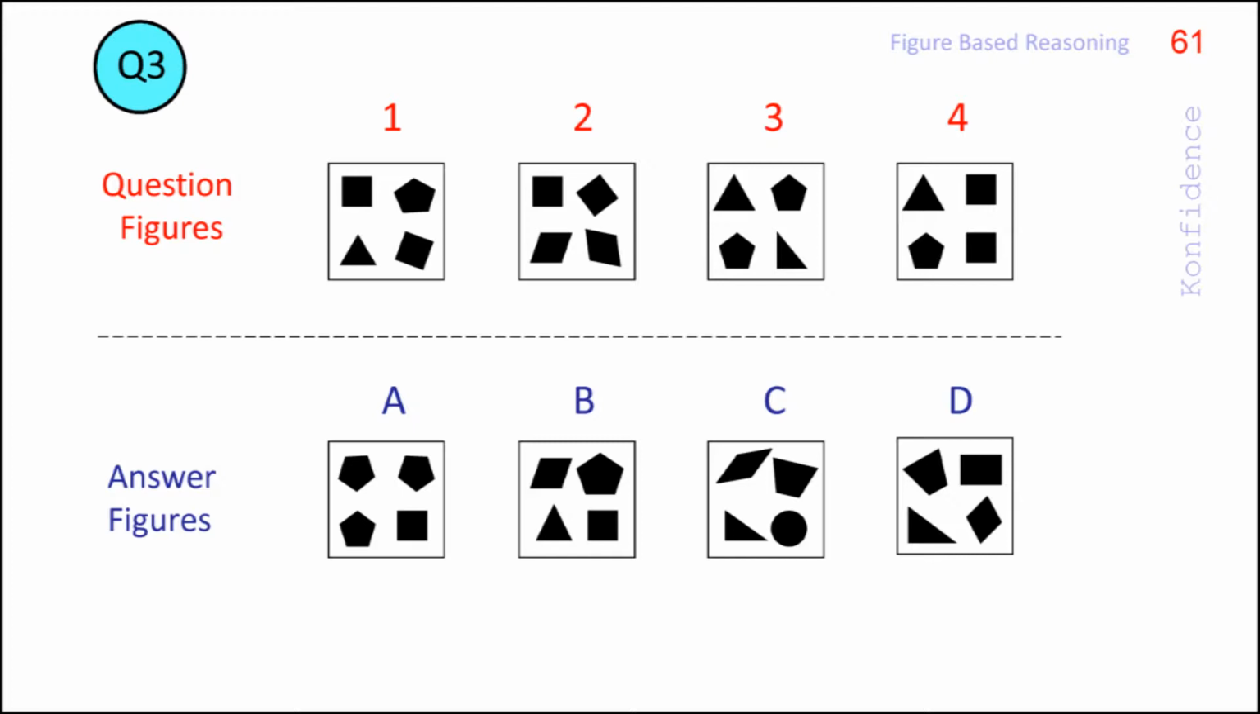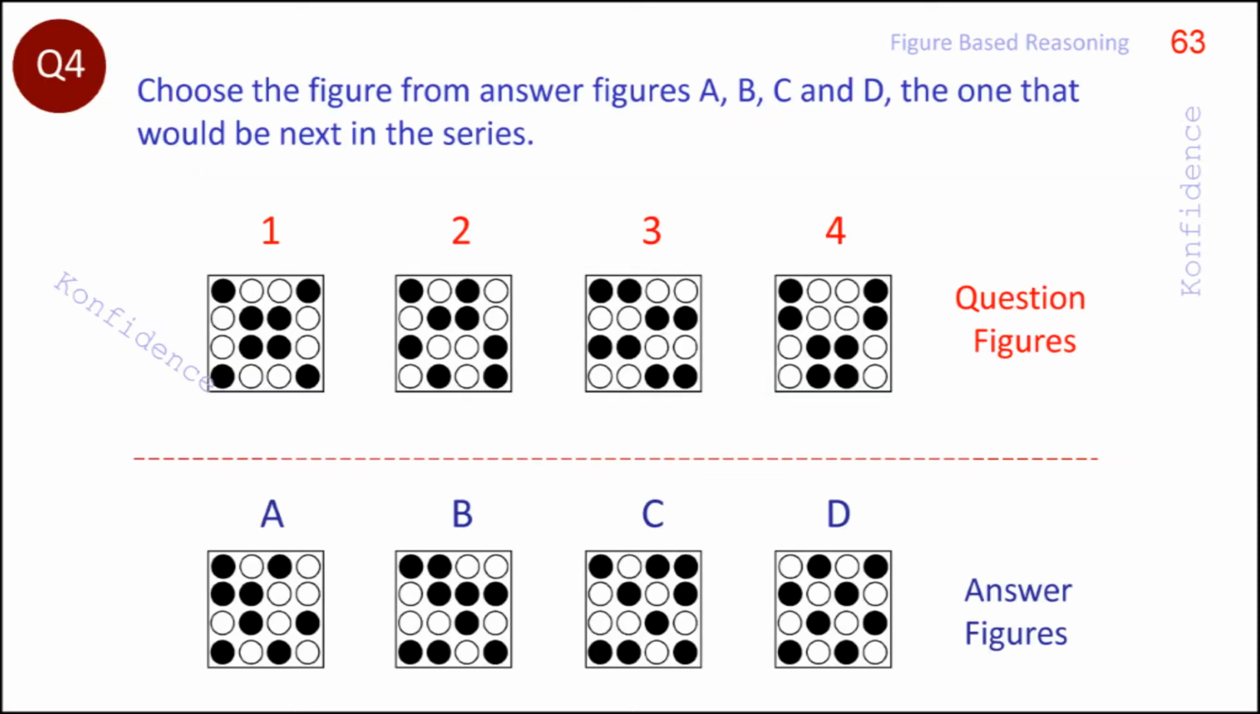In the third figure, we have a rhombus, a quadrilateral, a triangle, and a circle. Oh, we cannot add the number of sides because the circle does not have any sides. In the fourth figure, we have 3 quadrilaterals and a triangle. The sum of number of sides will be 15. Therefore, the answer is figure B with a sum total of 16 sides. Read the questions and answer the question.